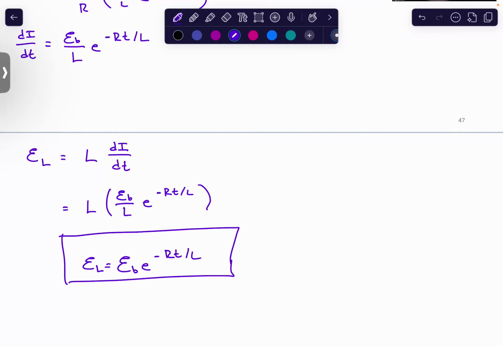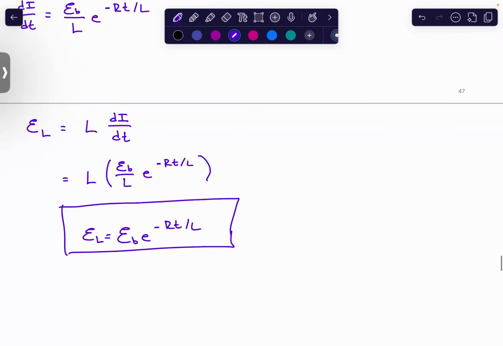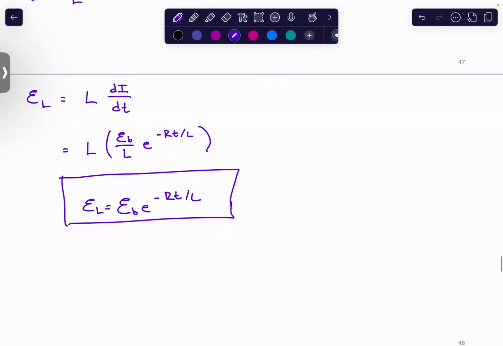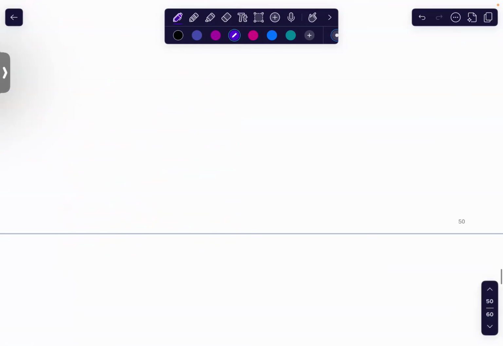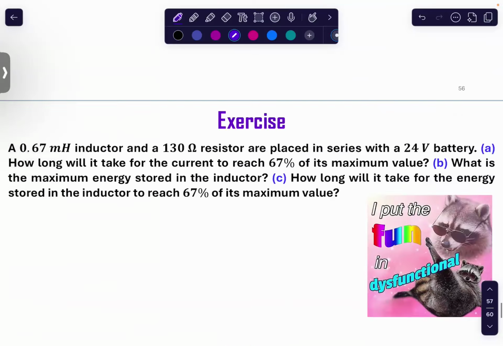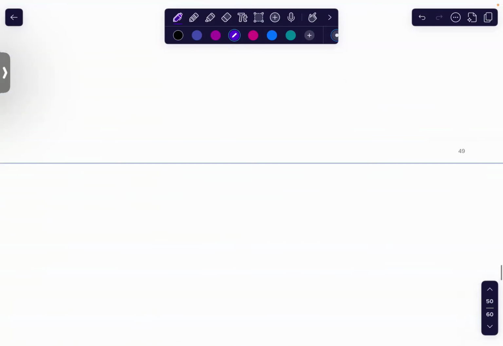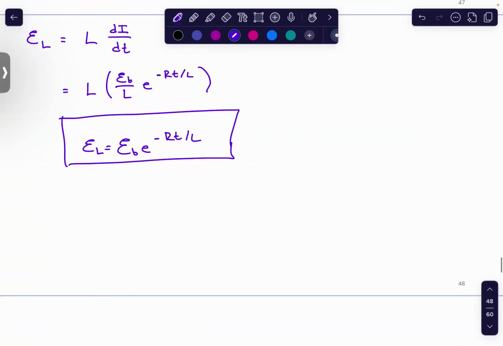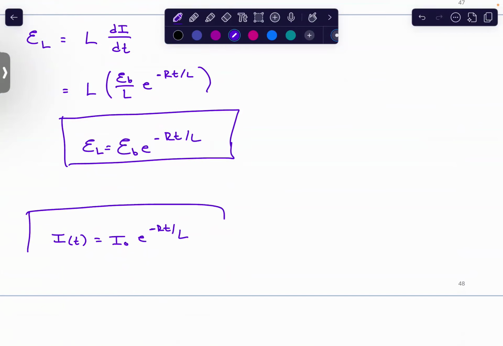And so we've been looking at charging the inductor, but after the EMF is removed, the current in our inductor is going to discharge. The current in the inductor will discharge by that equation.